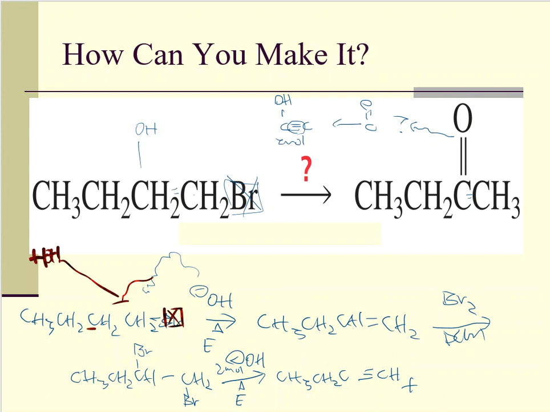Now at this point, I can add on water with a little bit of acid. When I do that, I'm going to come up here, CH3, CH2, carbon, triple bond, CH. When I add water and acid at this step, I break the bond. 2 sites of attachment open up, here and here.